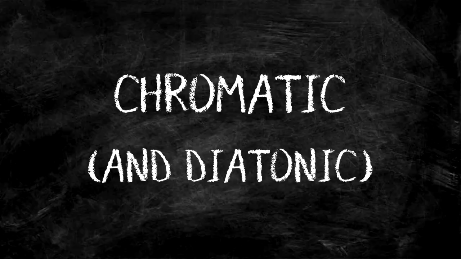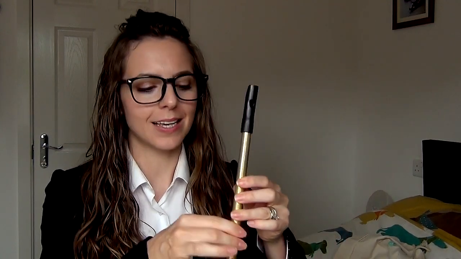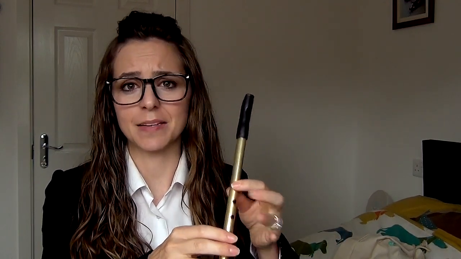Chromatic. You'll hear chromatic and diatonic, so I'm going to put these two together. Tin whistles are diatonic instruments, and that's an instrument that can play a range of notes in a set key. So for example, it'll play D, E, F sharp, G, A, B, C sharp, and then C natural if we drift away from our usual fingering.